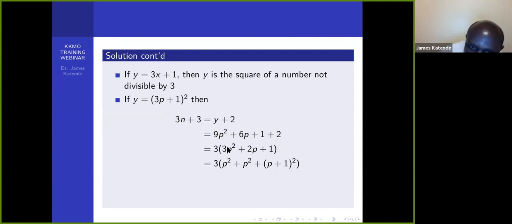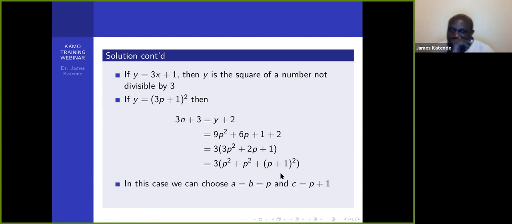You can split this 3p squared into p squared three times, so that you have p squared plus p squared to take the first two. And then the third p squared will be added to 2p plus 1 to give you this perfect square, p plus 1 squared.